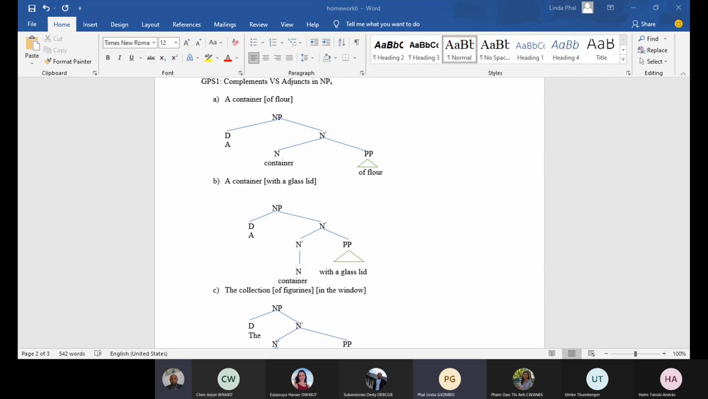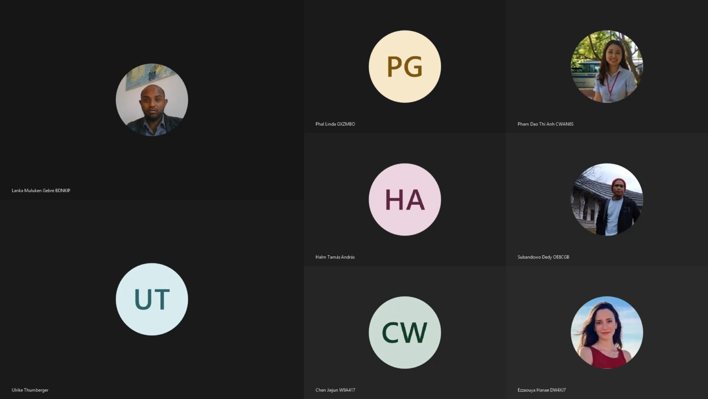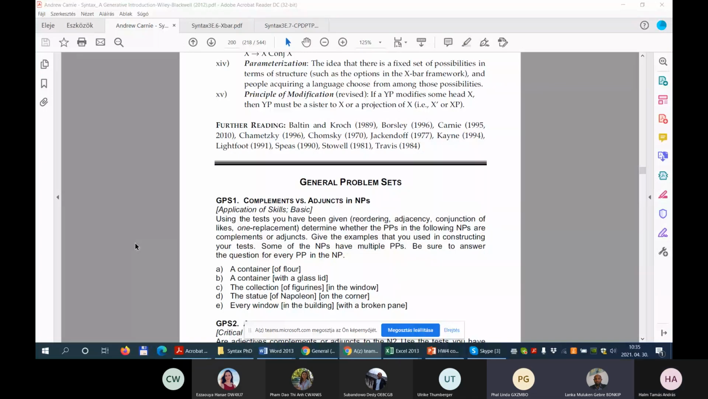Yeah, I would say the second one, B, a container with a glass lid. The first test that I used is conjunction, and it says a container and a glass lid. In this regard, with a glass lid is a complement. And I used one replacement for the other test, the one with a glass lid. And in this case, it is adjunct.